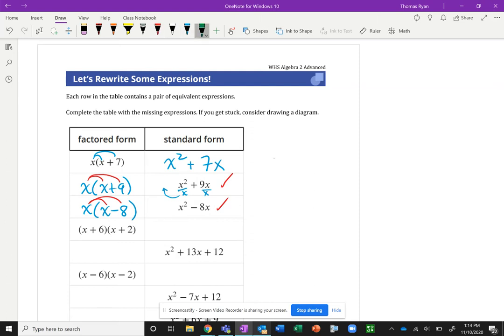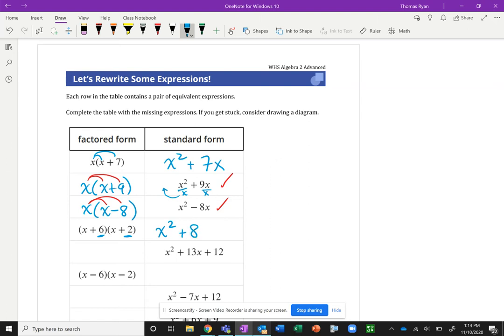And then again, even if you guys are comfortable foiling, I can do this all at once. You guys will start to get better. But remember what we said, guys. Remember the pattern. X times x is going to give us x squared. Then you look at your two constants, 2 and 6. The sum of those gives you the b term.